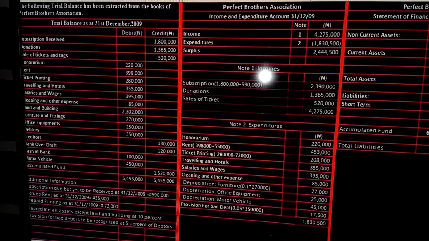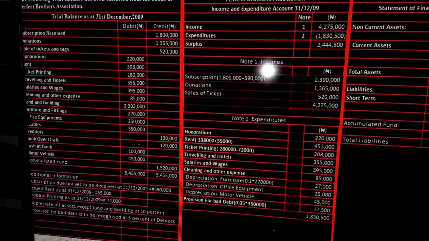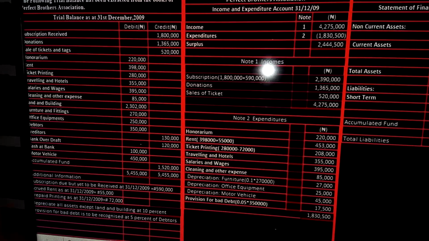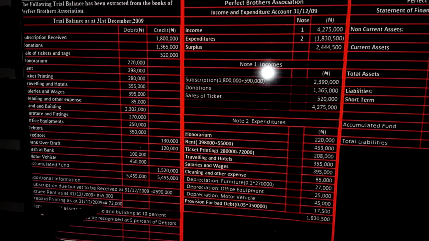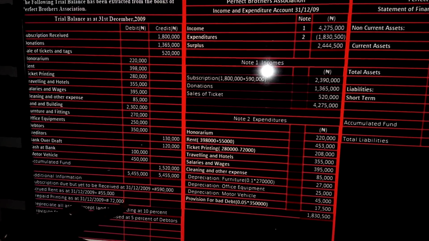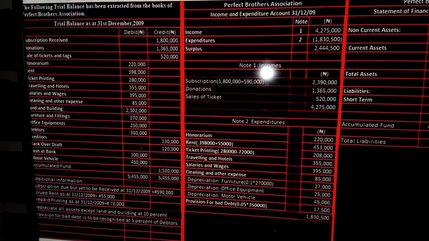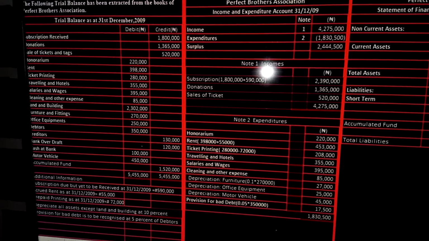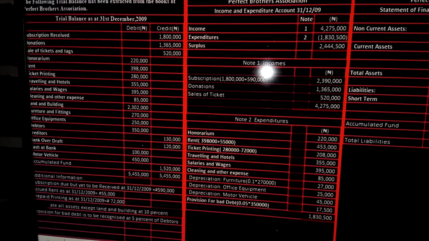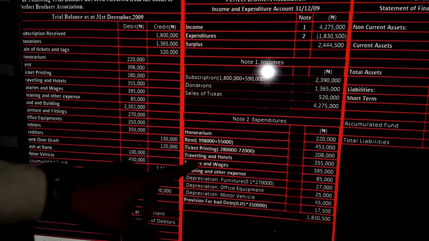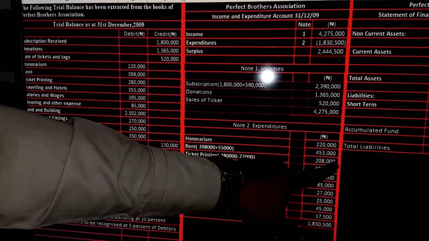yet to pay it. So the next one here says ticket printing 280,000. Is there information on ticket printing? Yes. Prepaid printing as at 2009 is 72,000. I already taught us prepaid expenses. You can go back to the class. Prepaid expenses at the end of the period you deduct. Accruals at the end of the period you add. So here it is prepaid at the end of the period, which is 72,000. So we have ticket printing 280,000 minus 72,000, which is 208,000.